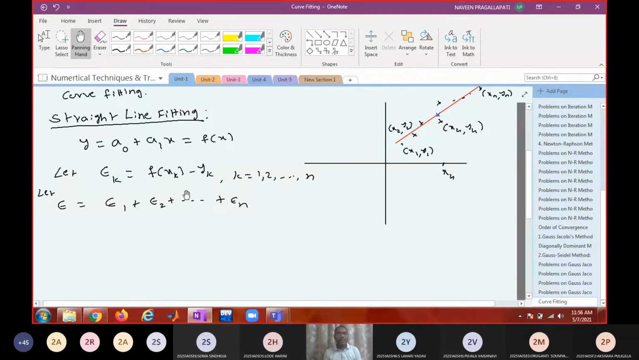Because these epsilons may be positive or negative. Sometimes f of xk may be more than yk, or sometimes f of xk may be less than yk. So epsilon 1 may be 0.2, epsilon 2 may be minus 0.2, epsilon 3 may be 0.1, epsilon 4 may be minus 0.1. If you are doing like this, at the end, when you simplify all these things, you may see that the sum of all the deviations may be 0.